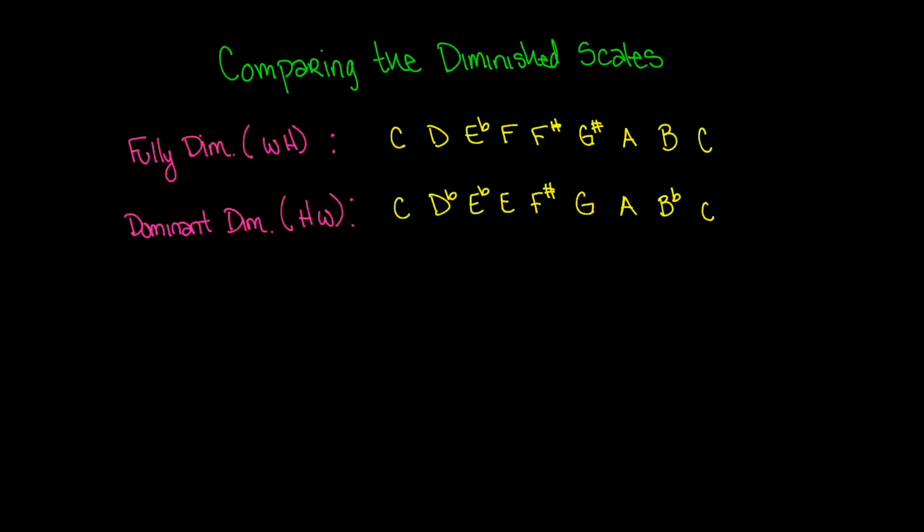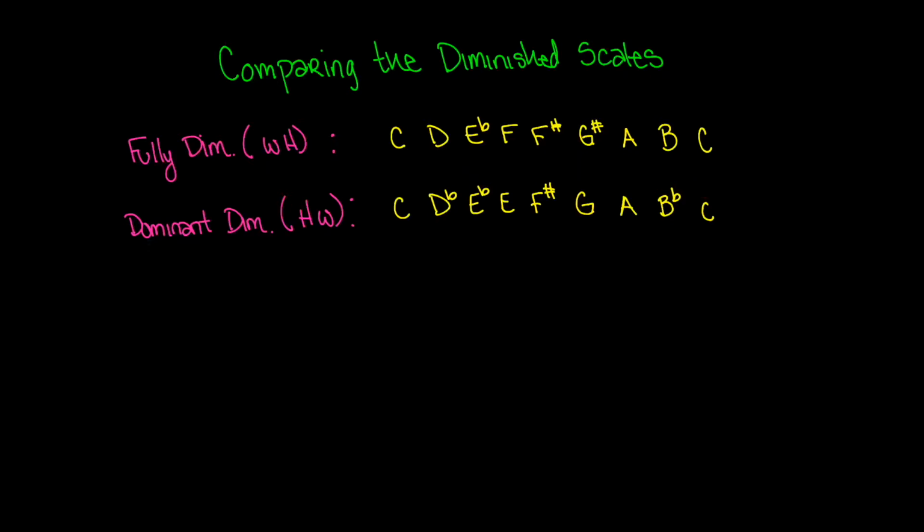Welcome back, everyone. In today's video, I would like to take a look at comparing the diminished scales. Up to this point, we've looked at the fully diminished scale, which is whole, half. That's the pattern for it. So here you can see we've got whole, half, whole, half, whole, half, whole, half. And we've also looked at the dominant diminished scale, which is half whole. And again, we have half whole, half whole, half whole, half whole, and so on.